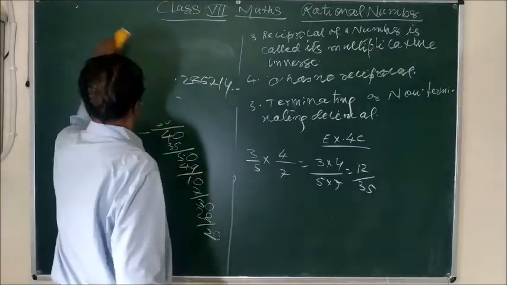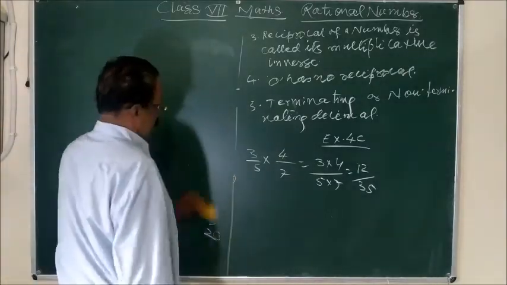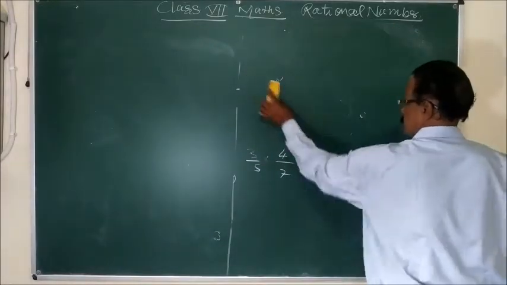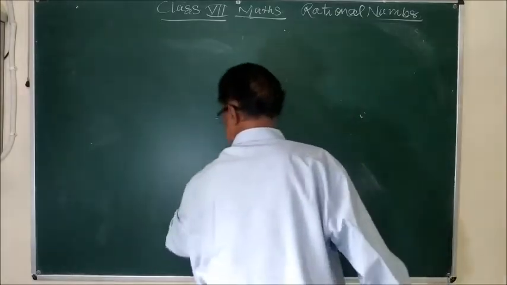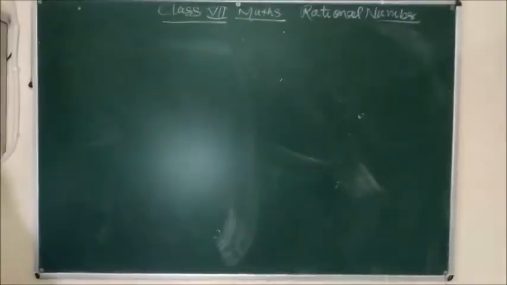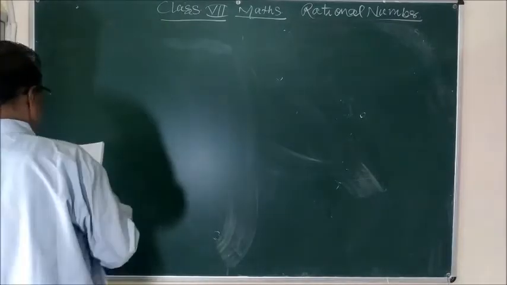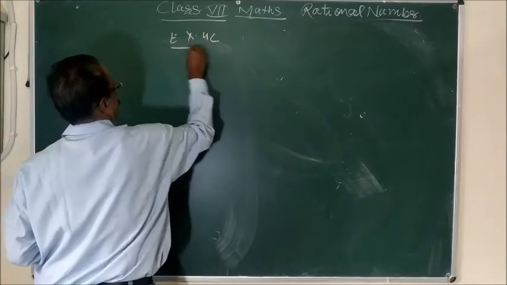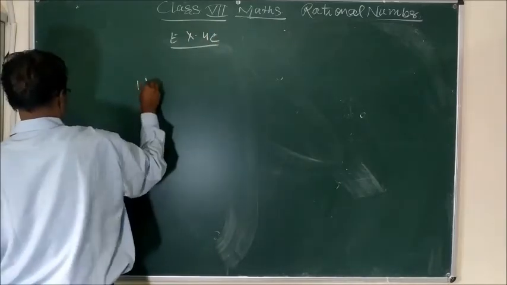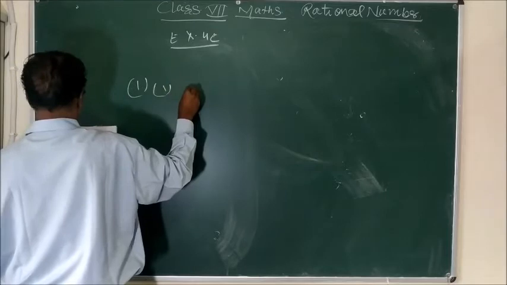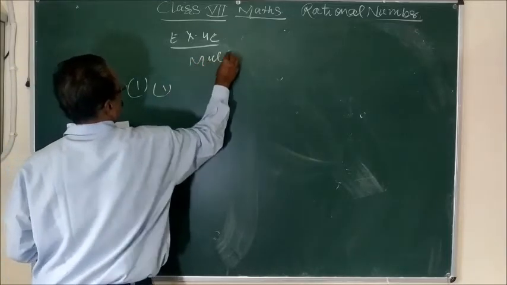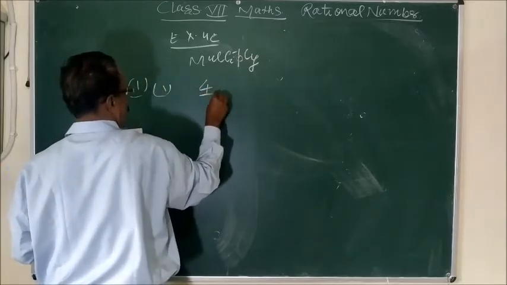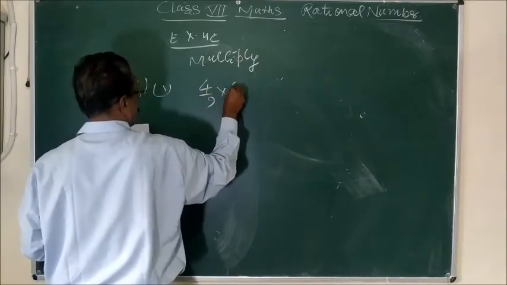Now you see a few examples, few questions of your exercise, and I am sure you will solve the questions of your exercise. Now you see page number 73, exercise 4C. I solved a few questions. You see, first, multiply. You have to multiply. Rational numbers are 4 by 9. You multiply by 5 by 7.